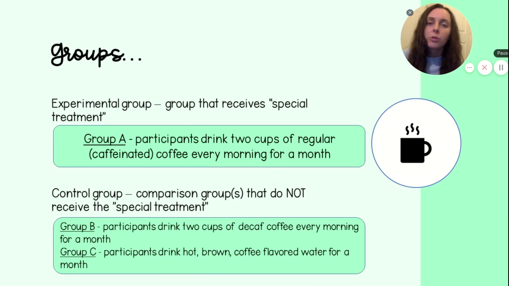One thing with the control group, most of the time they just have one group, like there's one experimental group and then one control group, but you can potentially have a couple control groups. So in this experiment, they split the control group into group B and C, but you could also just do group B or group C. So it doesn't have to be more than one.